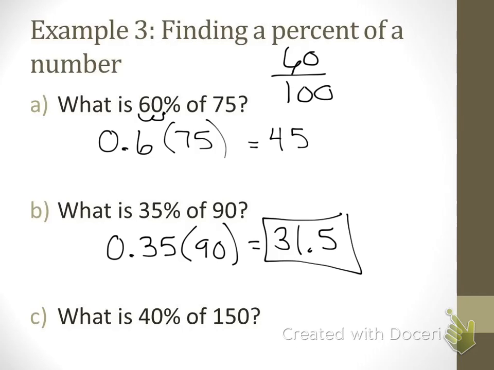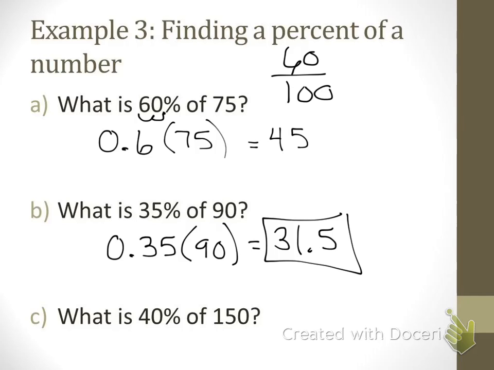All right, now let's do the third one. 40% of 150. Someone raise your hand and tell me what's the first thing you do. Alicia? Put 40 over 100. So 40 divided by 100 is going to give me what decimal? You can do this in your calculator. You don't have to show this part. So what is it, Daniel? 0.4. It's going to be 0.4.